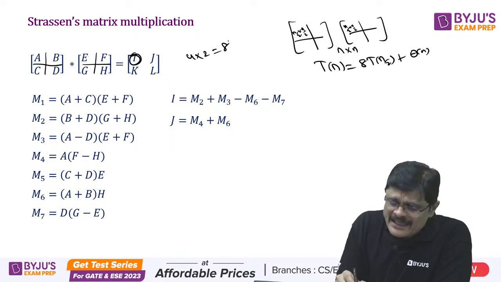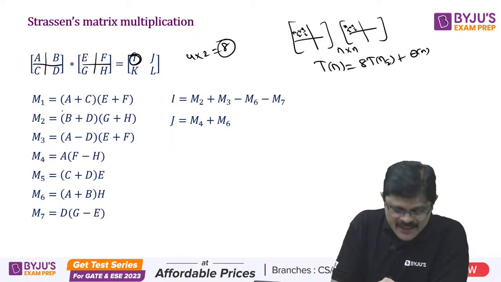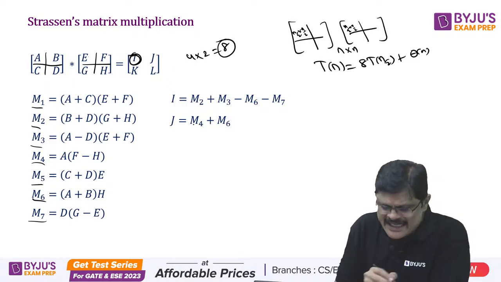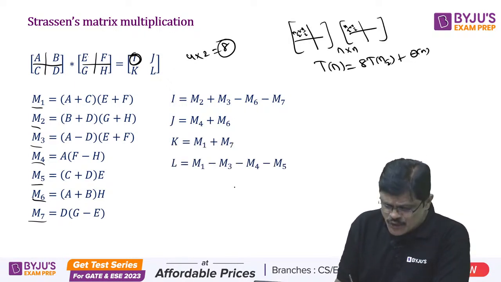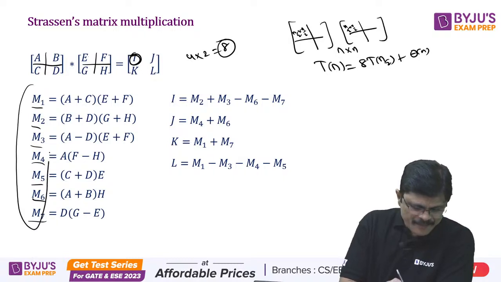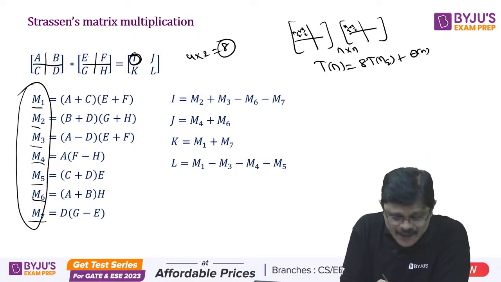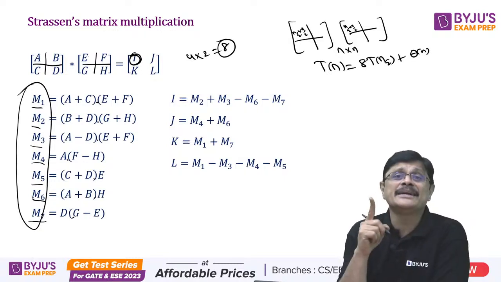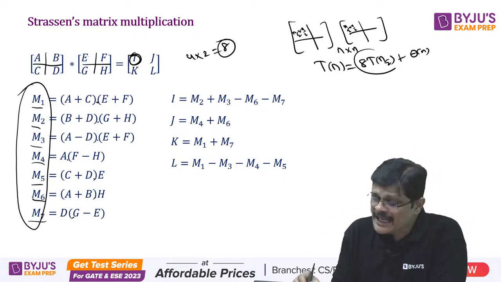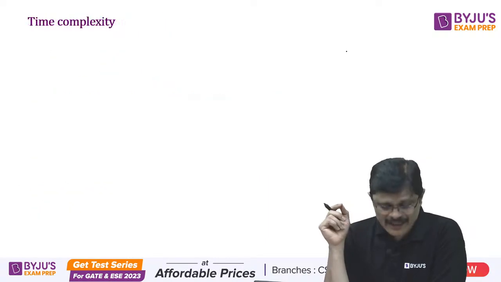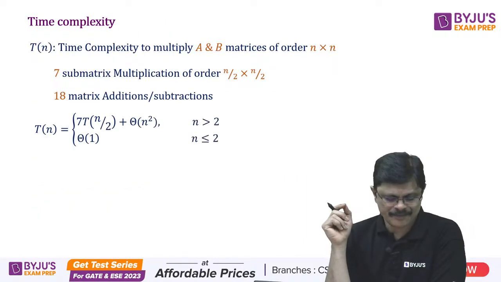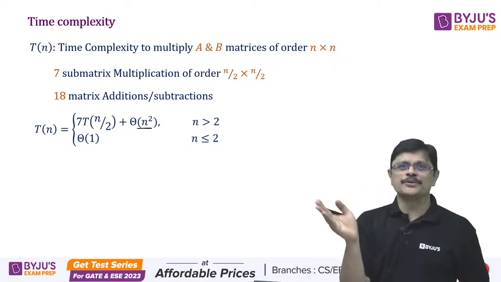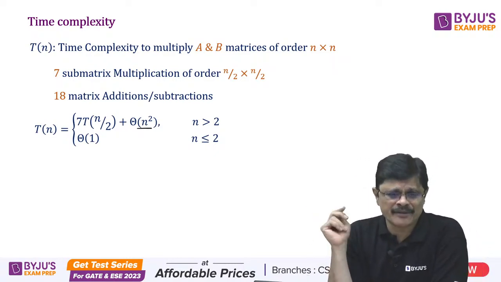But instead of 8 multiplications, you can get this by using this special matrix multiplication. You can get this I, J, K, L just using 7 matrices. See, only 7 matrices, and here you see 1, 2, 3, 4, 5, 6, 7 multiplications you are doing. So instead of 8 multiplications, you can do it with 7 multiplications, my dear friends. Of course, the extra work would be theta n square, sorry for that.